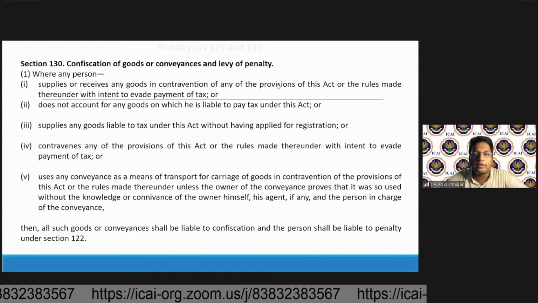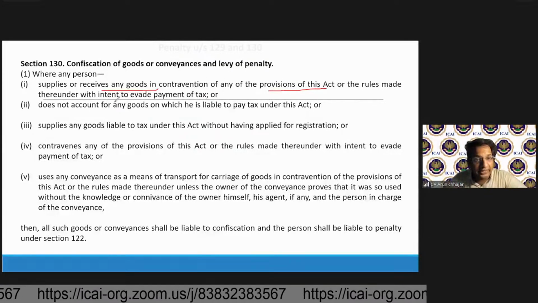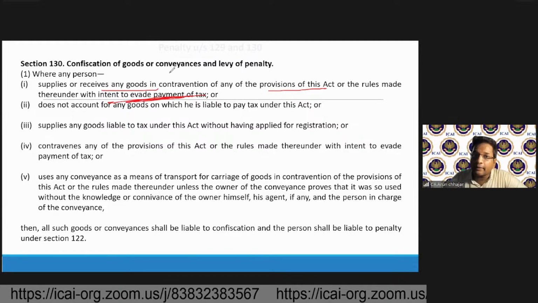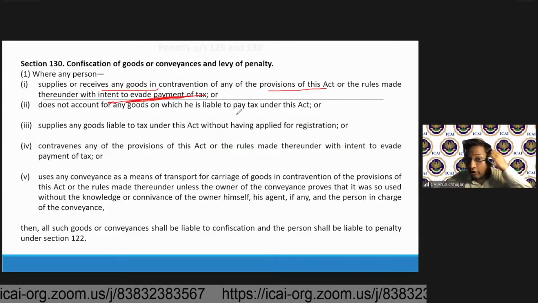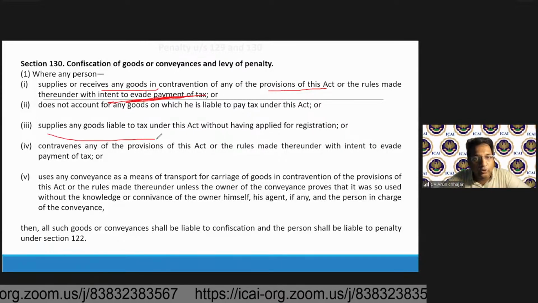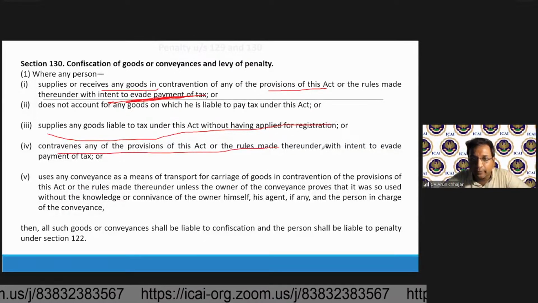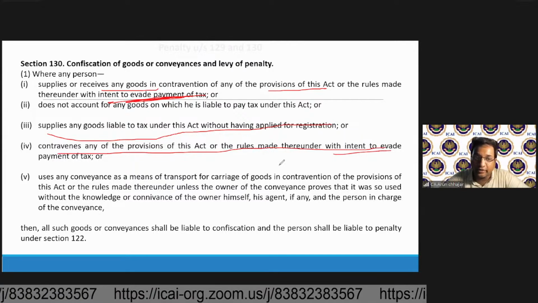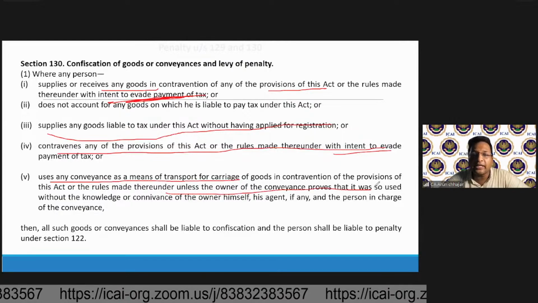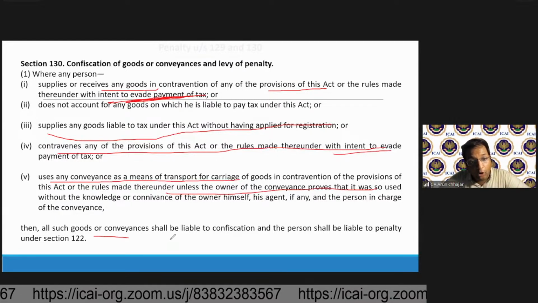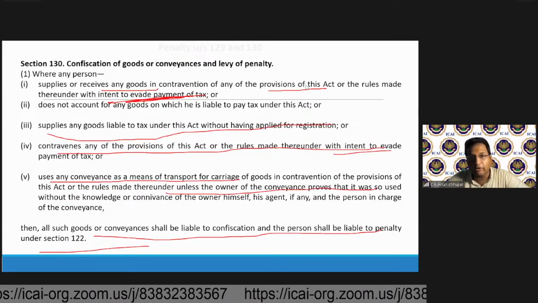Confiscation: it appears that goods have been supplied in contravention of the provisions of the Act or the rules made thereunder with the intention to evade the payment of taxes; does not account for the goods on which he is liable to pay the tax; supplies goods liable to tax without having applied for registration, or contravenes any provision of the rules with an intention to evade the payment of tax; uses any conveyance as a means of transport, unless the owner proves that it was used without his knowledge. Then all such goods and conveyance will be liable to penalty under section 120. We have already discussed 122.